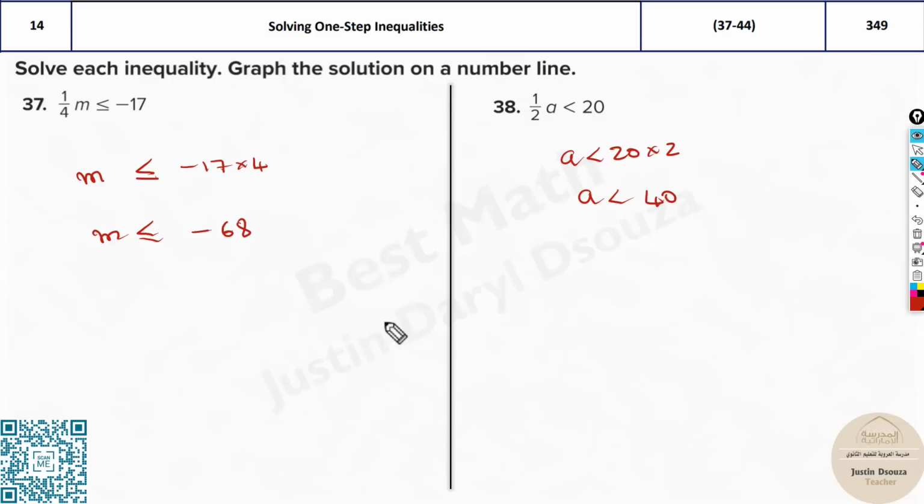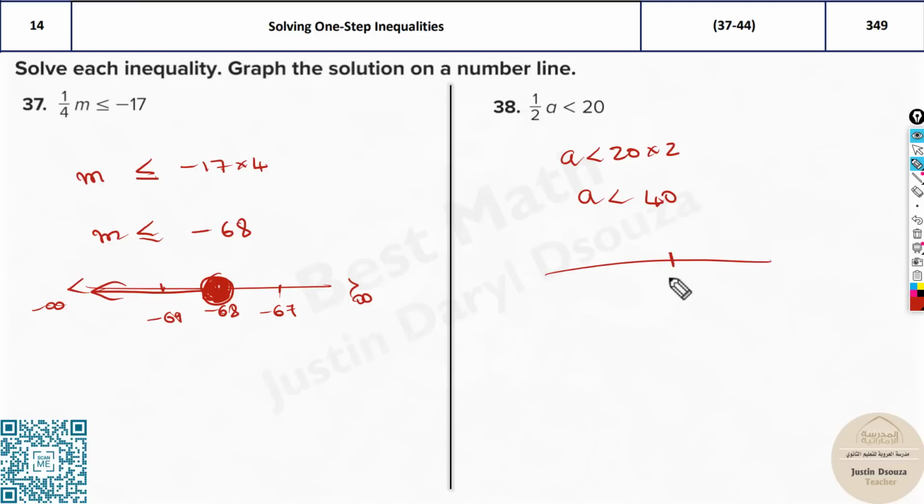But they have told us to graph it on a number line. So on the number line over here, wherever there is minus 68, the previous one will be minus 69, minus 70, till minus infinity, right? Over here it will be 67, negative, and so on till positive infinity. Now here you need to put a point at minus 68. Make sure you put a circle and then fill it up like this. And then you have to extend it to the left side. Whereas for this graph, it will be less than 40. So it will be a hole and then it goes to the left side. That's the difference. So you can see the solutions.